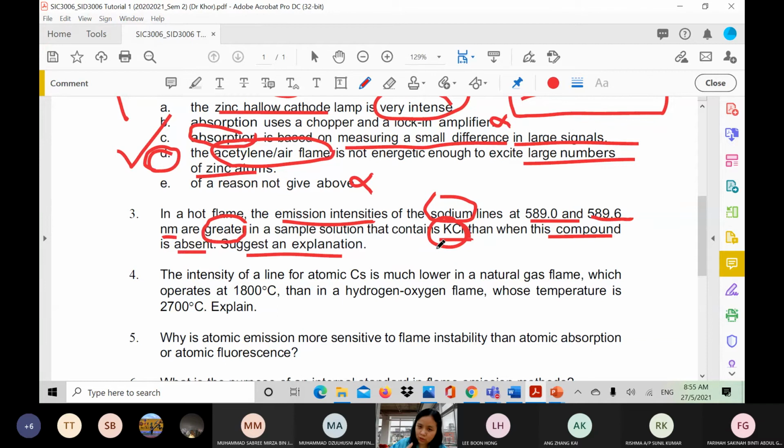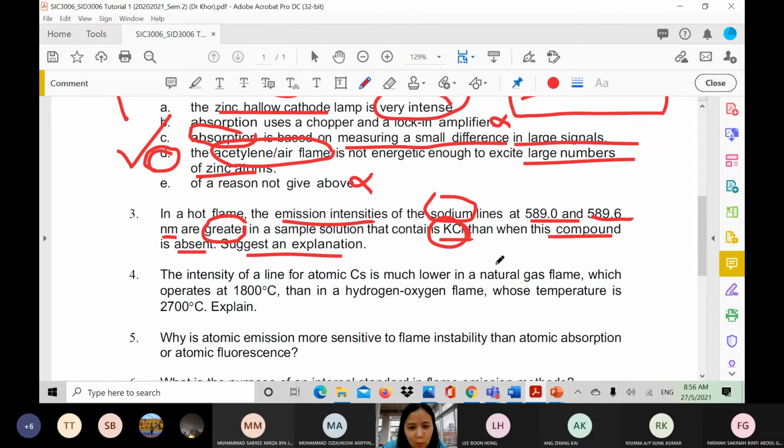If I want to detect sodium using AES, I add potassium chloride, I get a better signal. The same concentration of sodium that I want to detect. If I add KCl into my sodium sample solution, I get a greater signal as compared to if I do not add potassium chloride. Why?